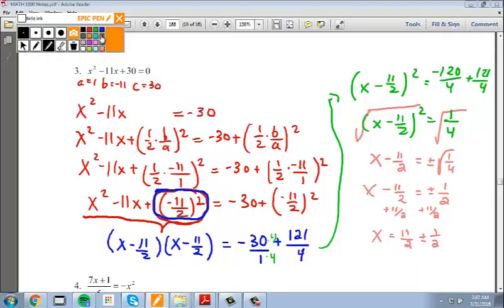And as before, remember that there are going to be two answers here. One of them is 11 over 2 plus 1 over 2, which is 12 over 2 or 6. And the other one is 11 over 2 minus 1 over 2, which is 10 over 2 or 5. So we have two answers here.